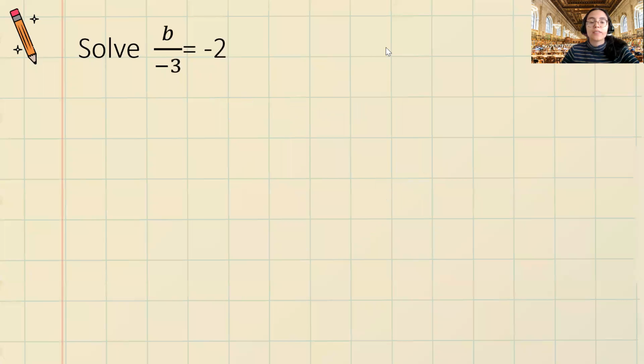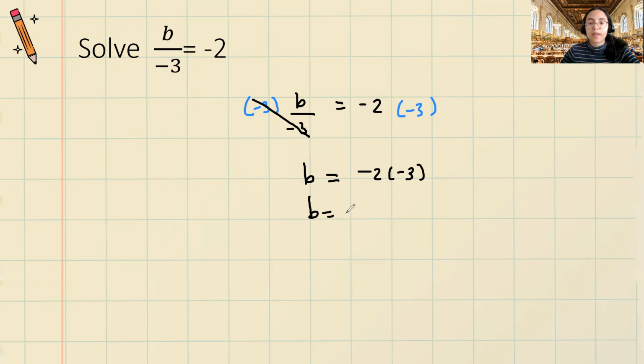Here we have b divided by -3 is equal to -2. And we want to solve for b. So here -3 is being divided. So I am going to undo this division with multiplication. I'm going to do it to both sides. These -3's will cancel. I can bring down my variable by itself, and whatever I have on the right-hand side, I have -2 times -3. This is going to give me +6.